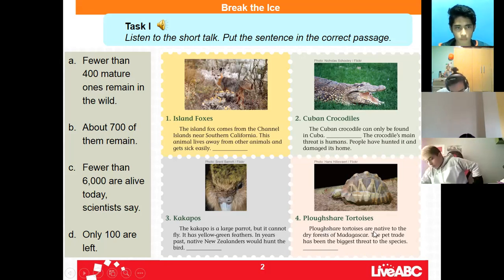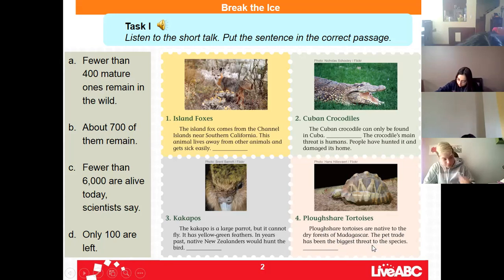Plush-haired tortoises are native to the dry forest of Madagascar. The pet trade has been the biggest threat to the species. The species, ¿no? Esa entonces fue la última opción. Vamos a escuchar ahora sí el audio, chicos. Please pay attention.